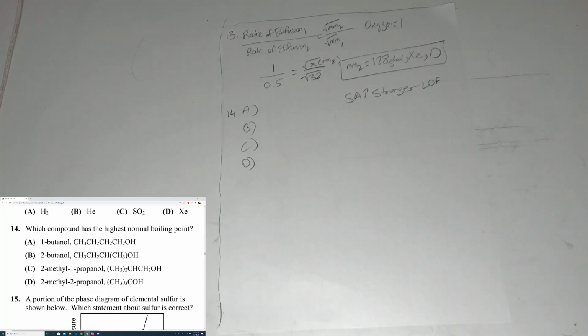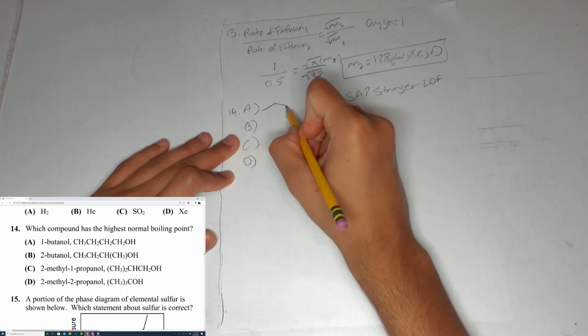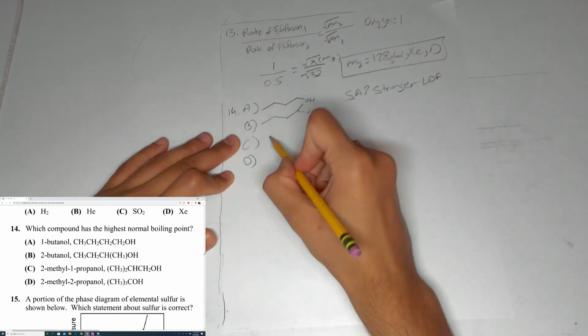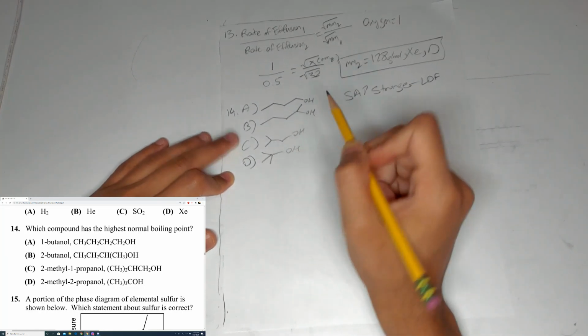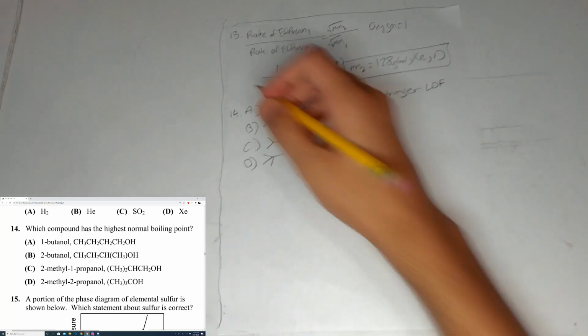Now let's draw the structural formulas. So A is, B is, C is, and D is. So it appears that A is the least branched. It's the longest, so it has a higher surface area, and that means it'll have stronger London dispersion forces due to having more available area for electrons to be polarized. So A is our answer.